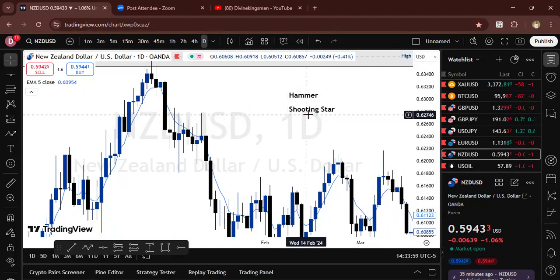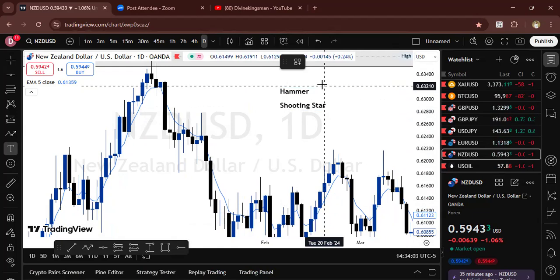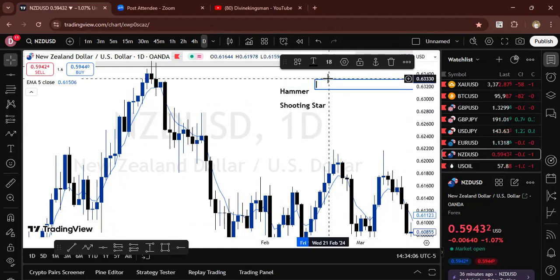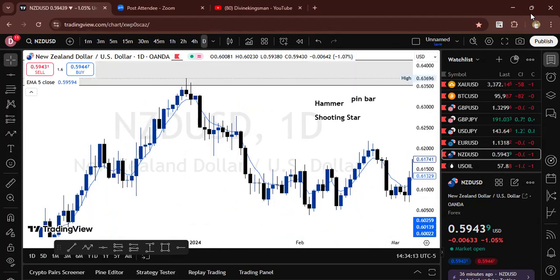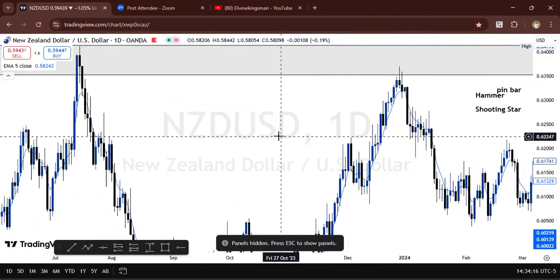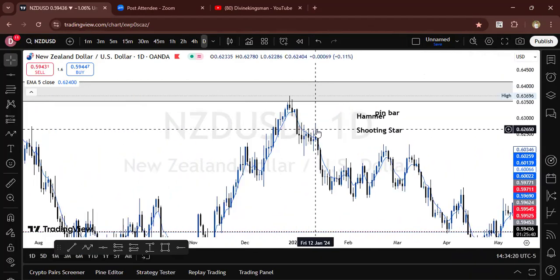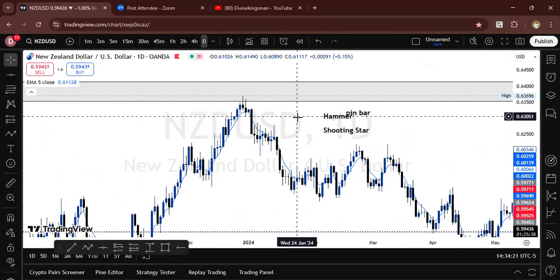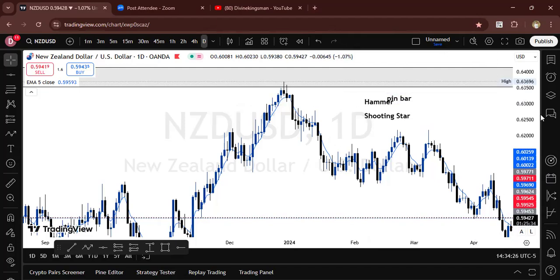Okay, so these are the other two candlesticks, and you can call them pin bar. In case you hear me say pin bar, I'm referring to either a hammer or a shooting star. Now, if we look at what really happened here, based on the candlesticks we just talked about, you can also take this as somewhat like a dragonfly doji and a gravestone doji.